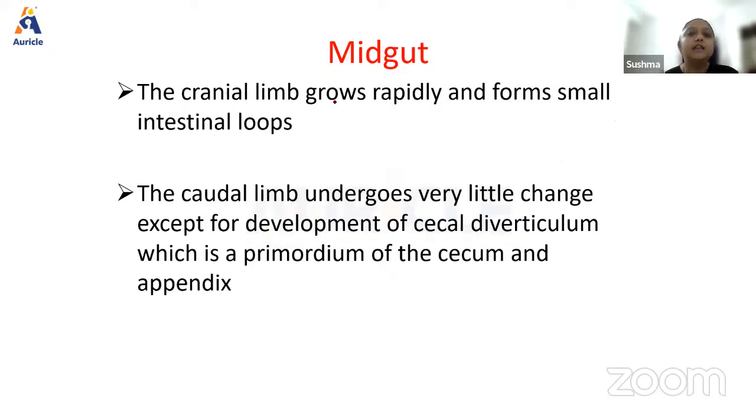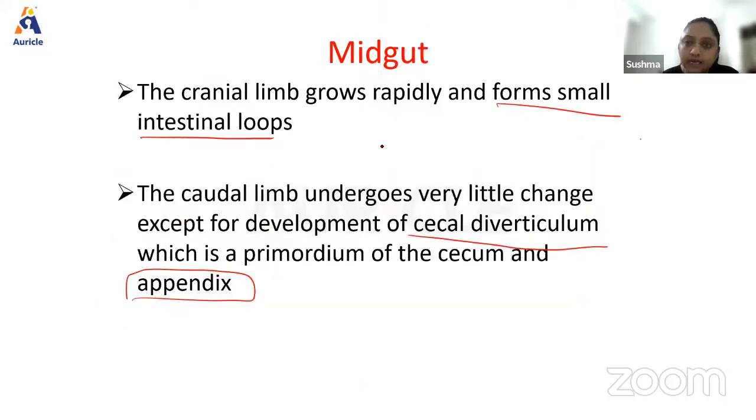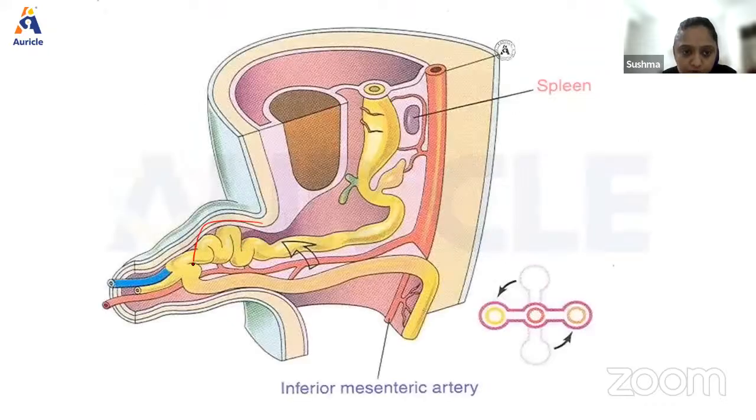Now the cranial limb grows rapidly and forms small intestinal loops, whereas the caudal limb undergoes very little change except for the development of the cecal diverticulum, which is the primordium of the cecum and the appendix. So appendix and cecum are developing from the cecal diverticulum. As you can see now, the cranial limb is growing rapidly and forms small intestinal loops. Can you see these loops? This is the cranial limb, and this is the caudal limb. Whatever structures are forming has to form from these two limbs only.